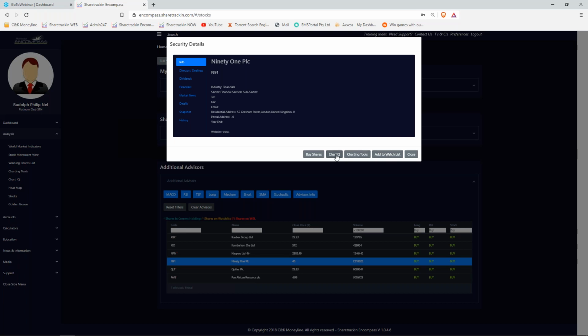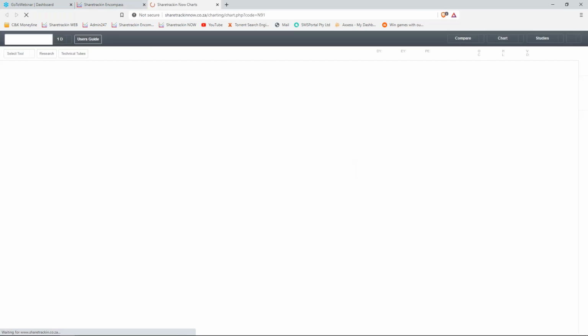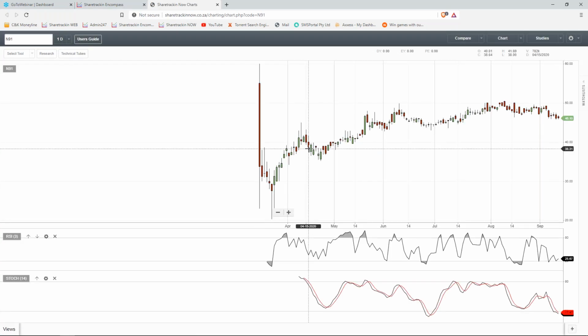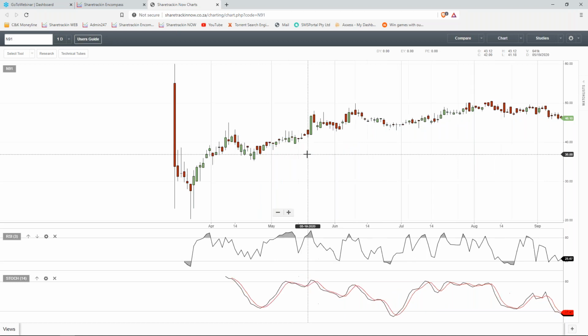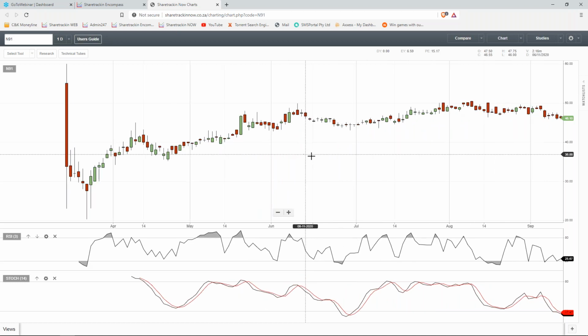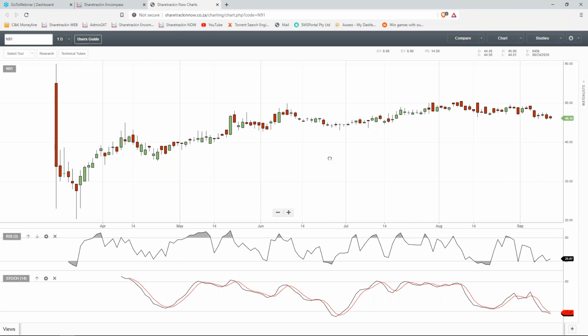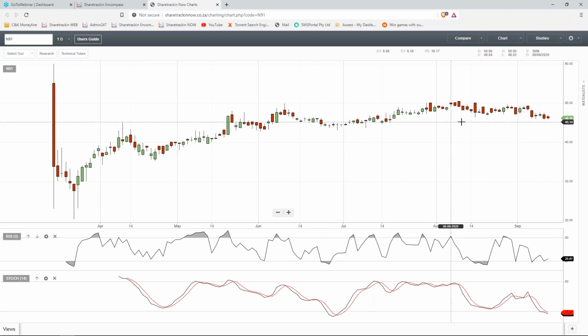Okay, so we're going to go to Charts IQ, click on Charts IQ, and it's going to open up Charts IQ for us. So this is the chart for N91. Currently we can see that the share is in a bit of a sideways trend. It did go down a bit recently, but there's one thing on the chart that I'll show you now that indicates that this share might turn around really soon.